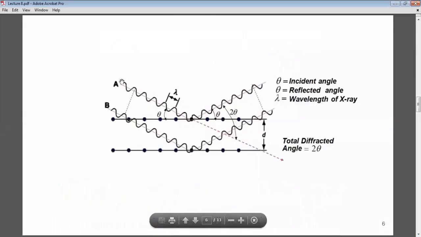Okay, so wave 1 comes here and it gets diffracted. Sorry, here is the reflection and here is the diffraction. So the diffraction angle is 2 theta. Okay, so twice the Bragg's angle, or 2 theta, is known as the diffraction angle.